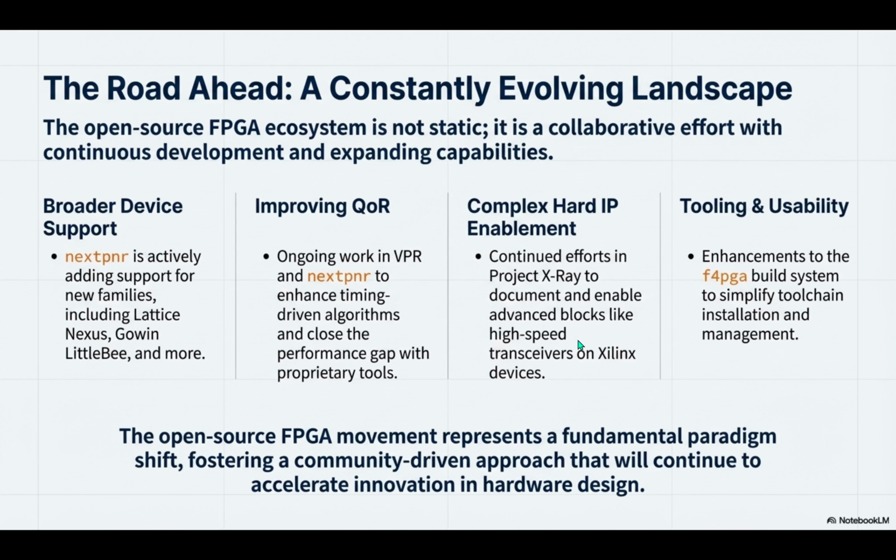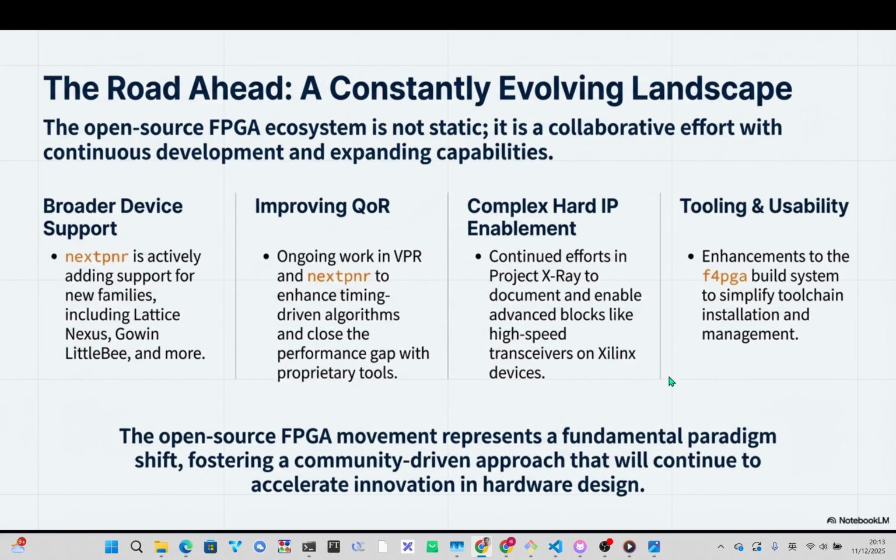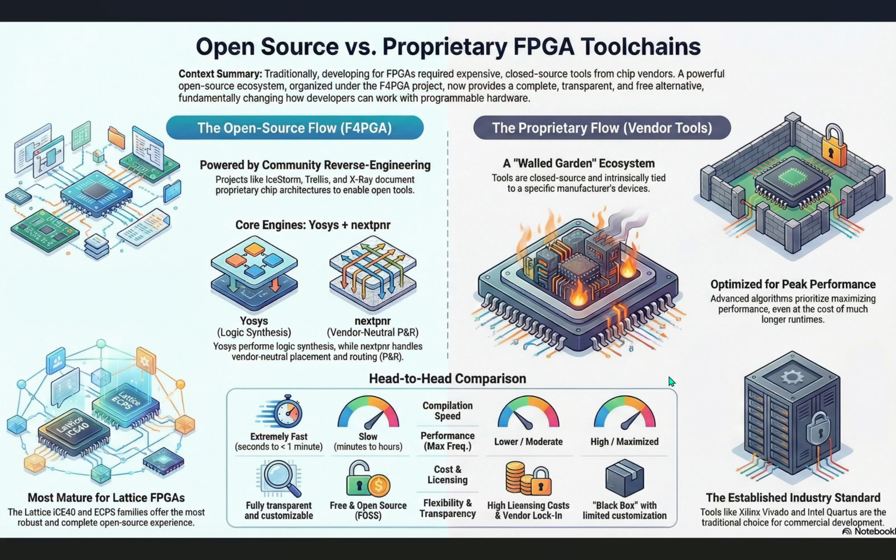This really does feel like a fundamental paradigm shift, one that's going to accelerate hardware innovation. You now have a deep understanding of why hardware developers are strategically choosing to trade peak optimization for radical flexibility and speed. We started this deep dive talking about how open source tech revolutionized the software world, democratizing everything from operating systems to the cloud.